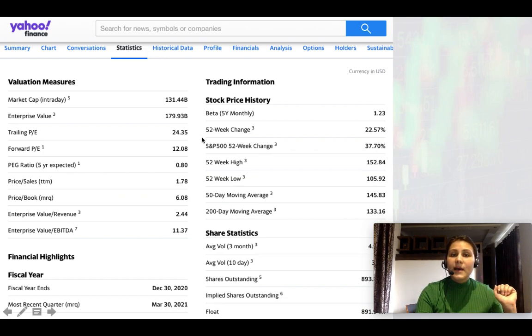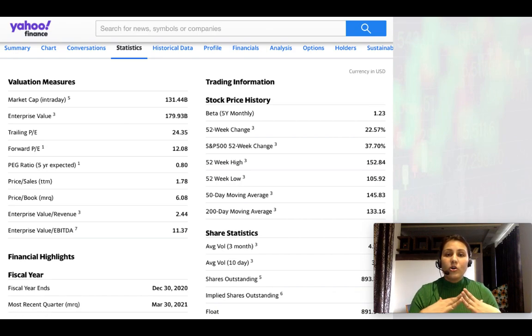This is one more example that I have attached. This is for Yahoo Finance. In case you want to find what the share price is, what the shares outstanding are, and what the market cap is.